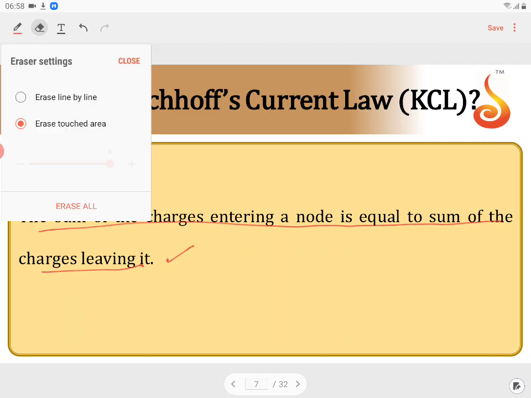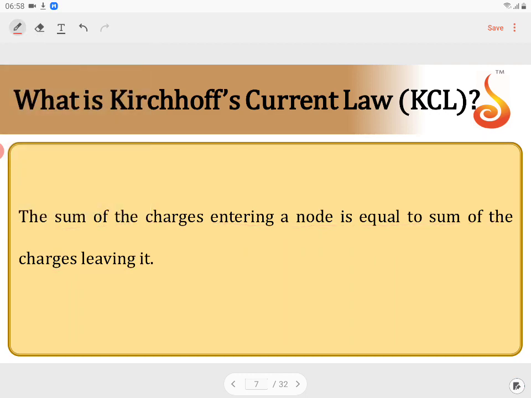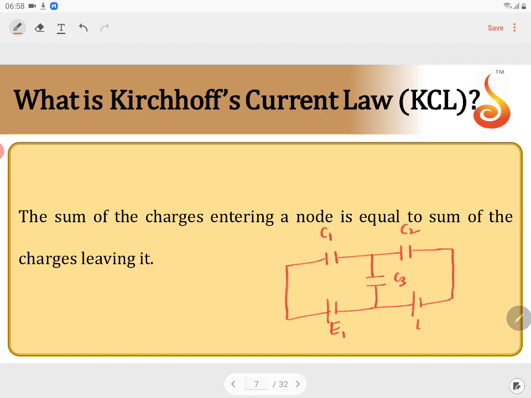So, let us understand this. Suppose we have a circuit like this: two capacitors here, a third capacitor here, and two batteries connected. This is C1, this is C2, this is C3, this is E1, the EMF of the first battery, and E2, the EMF of the second battery.